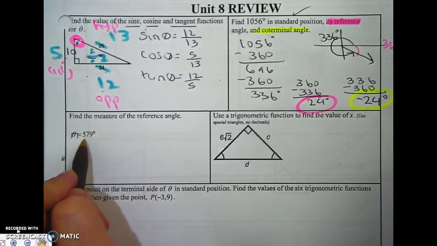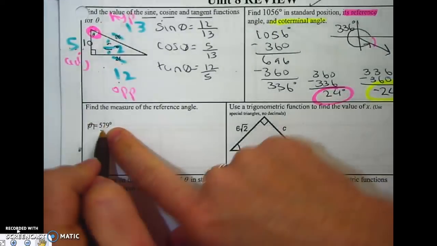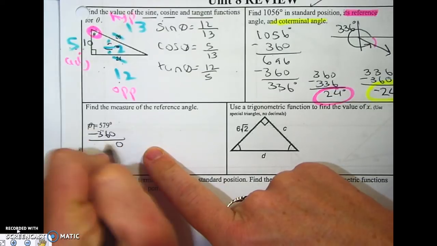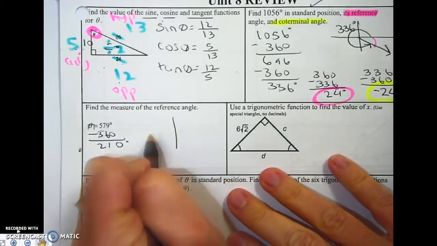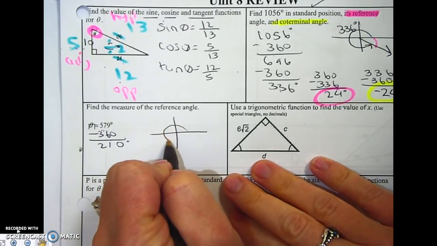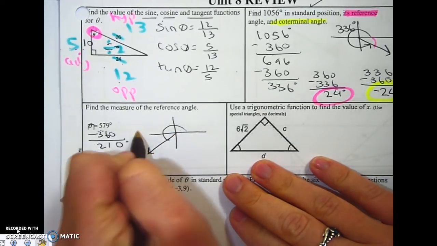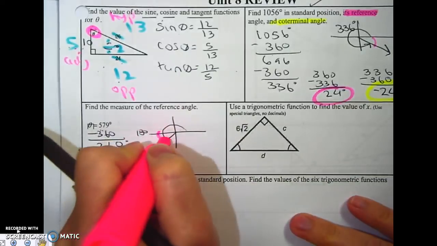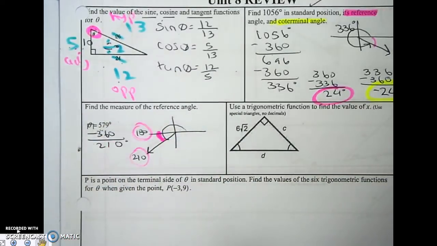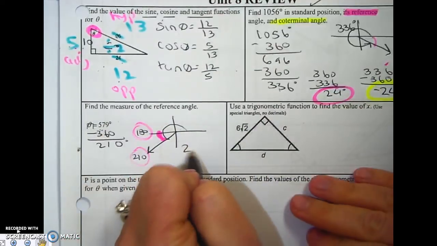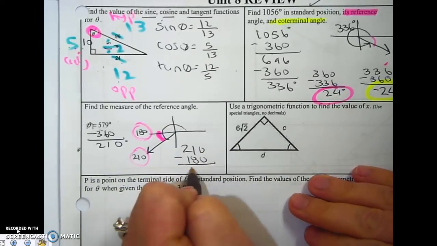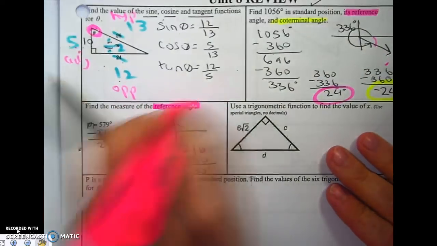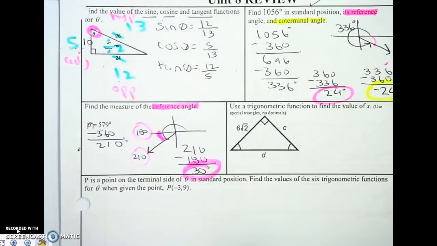Find the measure of the reference angle. Okay, in order to find the measure of the reference angle, because this is greater than 360, I've got to subtract 360, and I get 210. All right, 210 degrees is in this quadrant, because there's 180, and there's 210. To find the reference angle, I subtract the 2. So I'm going to go 210 minus 180, 30 degrees. That is my reference angle.